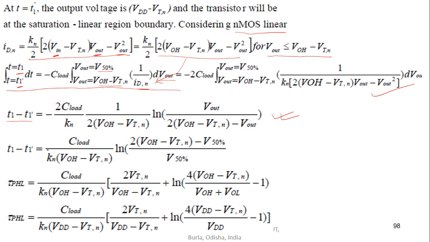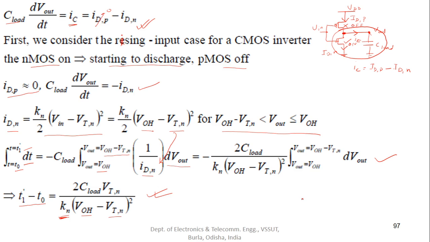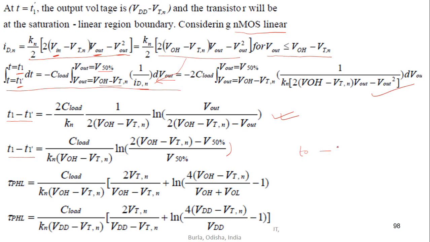So again rearrange these. This will come out to be C load by Kn (VOH minus VTN). Bring this negative sign inside this log. It will become something like this, log of (2 (VOH minus VTN) minus V50%) by V50%. So we have got the equation for both time durations, that is from T0 to T1 dash, and from T1 dash to T1.